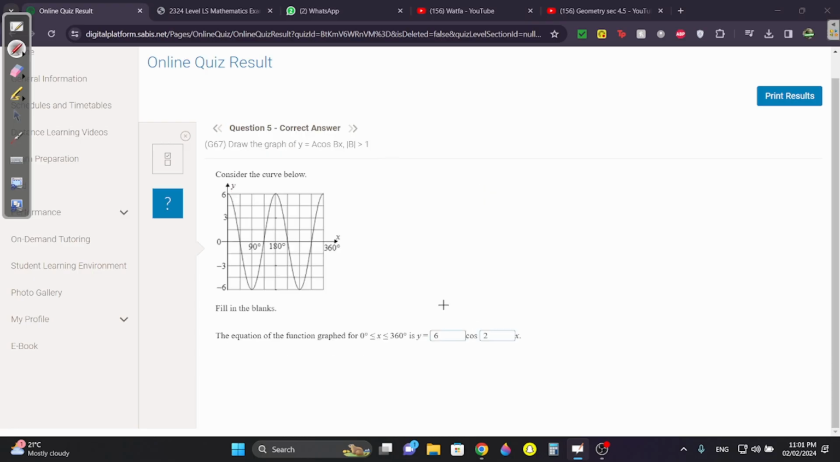Okay, this time it's a cosine graph. Still the same rules. y equals a cosine bx. Same rules apply. To find a, it will be highest minus lowest over 2.